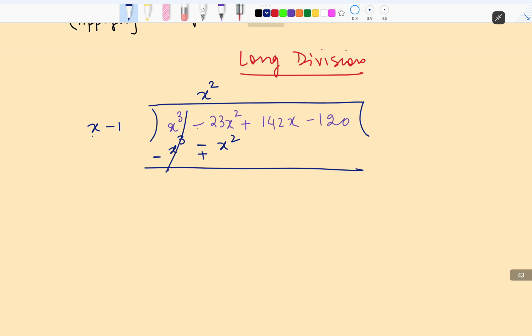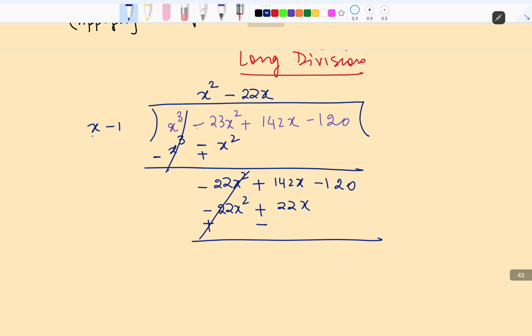Positive x cube, negative x cube cancels out, plus 23x square minus 23x square plus x square will give you minus 22x square plus 142x minus 120. Now I need minus 22x square. What should I multiply this with? Very obvious, I'll multiply it with minus 22x. It will give me minus 22x square plus 22x. Again I'll reverse the sign. This will cancel out. 142x minus 22x will give me 120x minus 120.